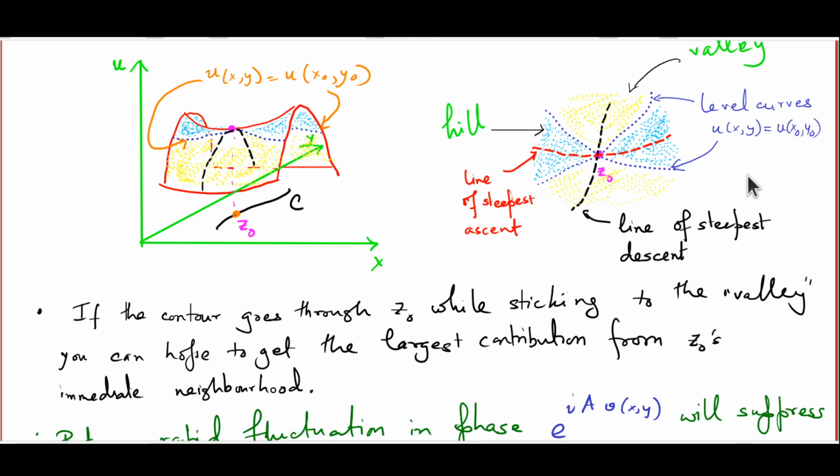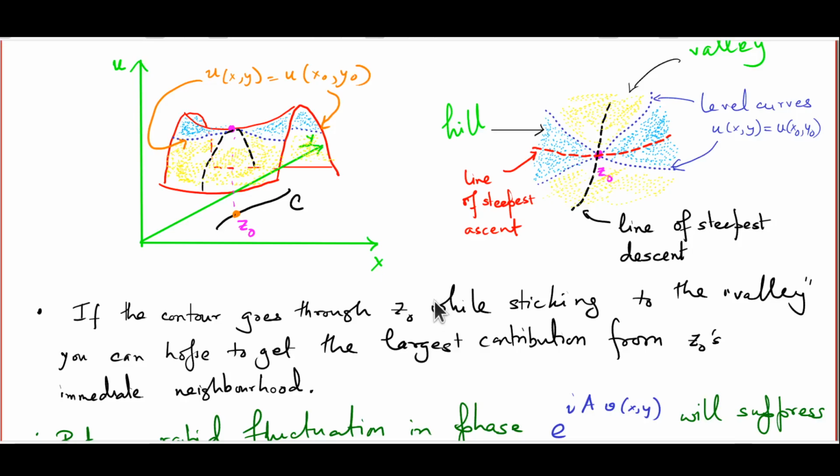The only difference between this picture and the one on the left is that in the one on the left, we have depicted these points on the surface u, as a function of x and y. Here, we are depicting what is happening in the xy plane itself. The blue dotted region on the xy plane depicts the hill, that is, the set of points where u has a higher value than at the saddle point. And the points marked in yellow are, of course, the points which are in the valley, where the value of u(x,y) is less than u(z0).